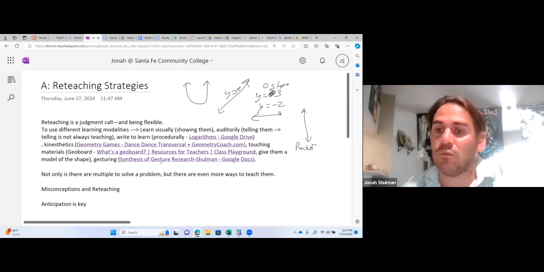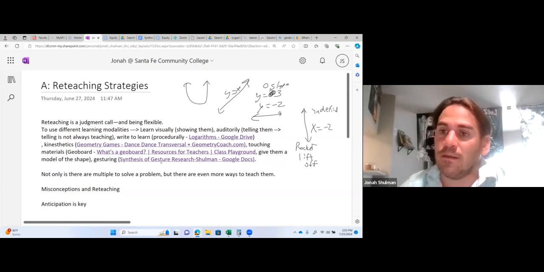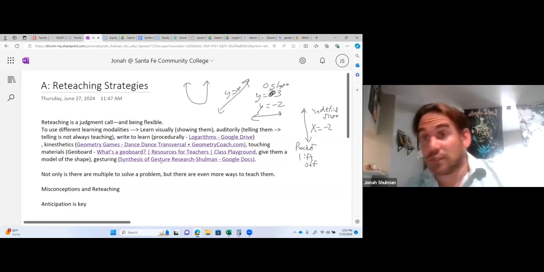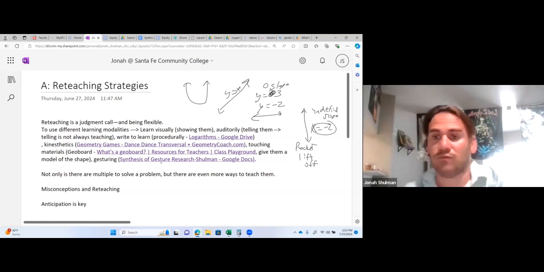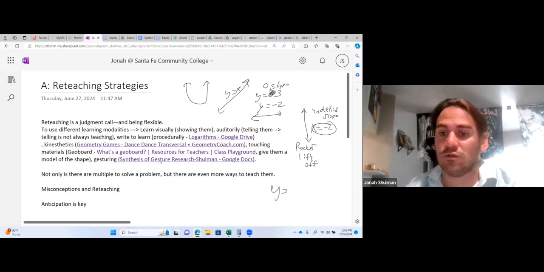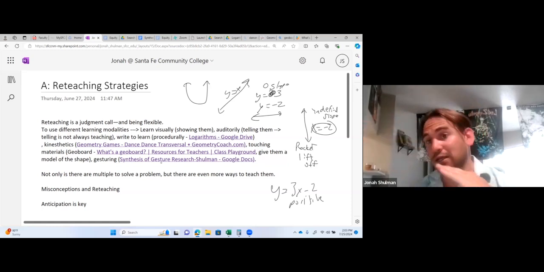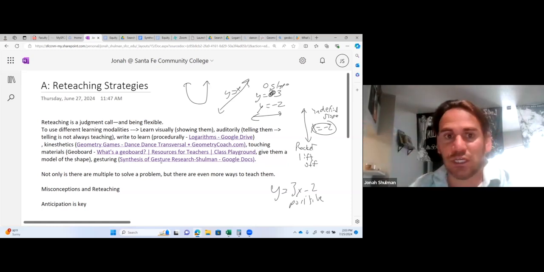Having the student come up with the name for it. This is like x equals -2, or undefined slope. That could be a really good way they learn. They learn the hand signal. So every time you write x equals -2, they shoot up. If you say y equals 3x minus 2, they know it's positive. So you can come up with a word for this, right? But that's the gesturing idea.